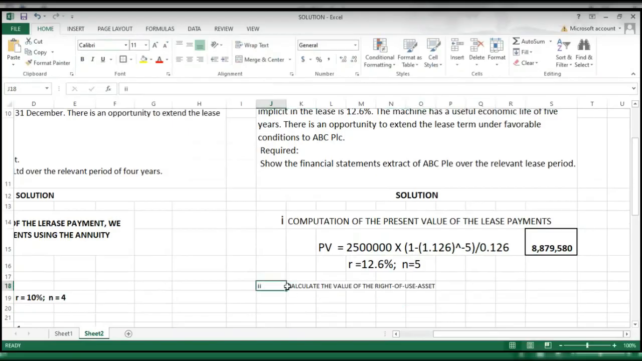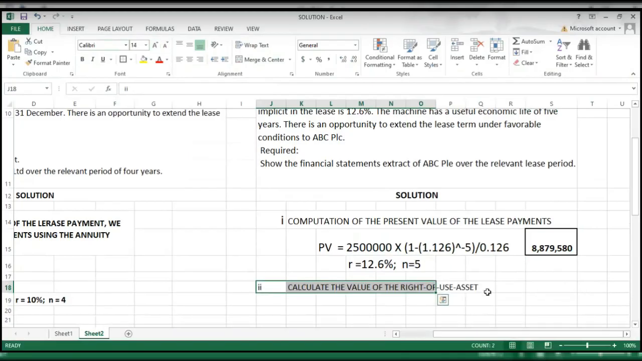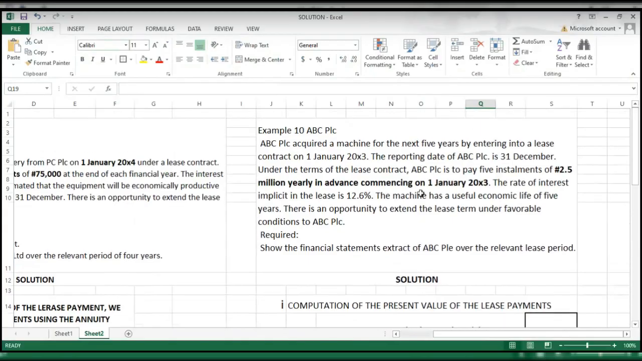Calculate the value of the right of use asset. That's the next task that we must do now. How do we do that? We have a formula for doing that, but we need to go and check the formula to see if there is any information in this question that will point us to other information we must add in determining the value of the right of use asset.